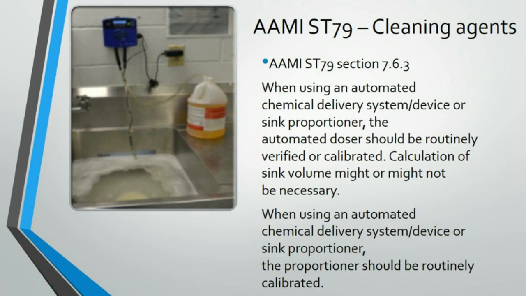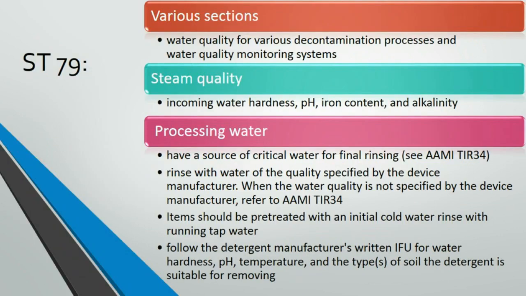There are a few various sections that talk about water in ST79: water quality for various decontamination processes, and water quality monitoring systems. It also talks about steam quality, incoming water hardness, pH, ion content, and alkalinity, and then processing water. Have a source of critical water for your final rinse that comes from TIR34: rinse with water of a quality specified by the device manufacturer.